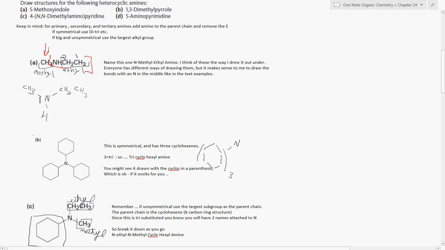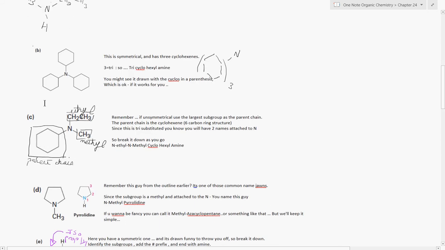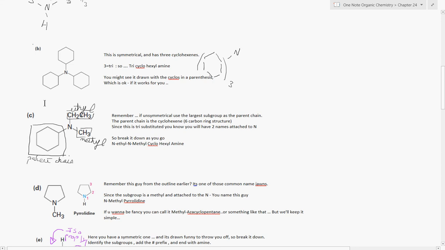Oh, and keep in mind that for primary, secondary, tertiary amines, you add amine to the parent chain, remove the E. If it's symmetrical, use di, tri, etc. And if it's a big unsymmetrical one, use the large alkyl group. So for B, we have a symmetrical one, and that has 3 cyclohexenes. 3 is tri, so tricyclohexylamine. And you might see it drawn with the cyclos in parentheses like this, which is okay if you want to do that, whatever works for you.